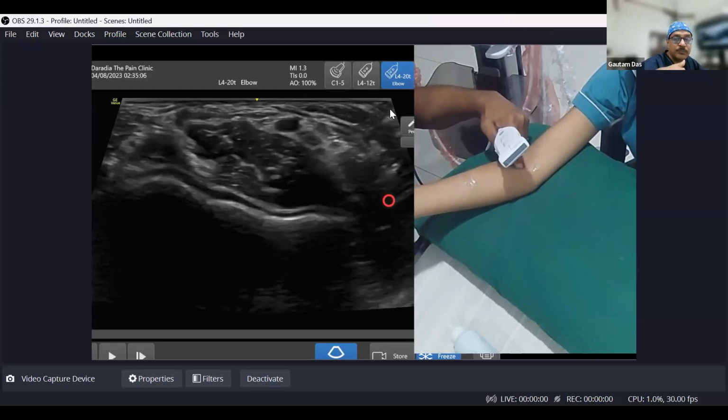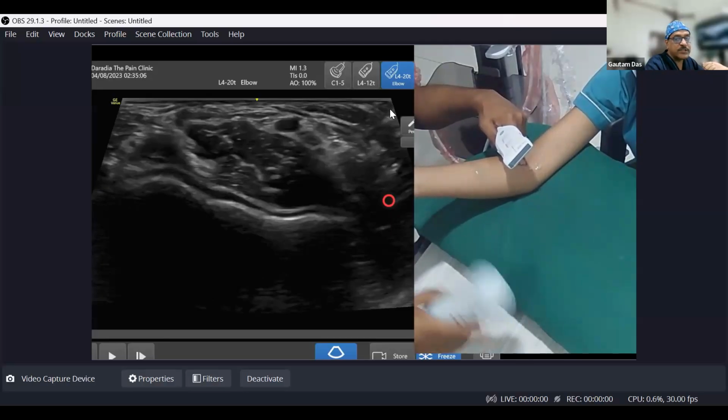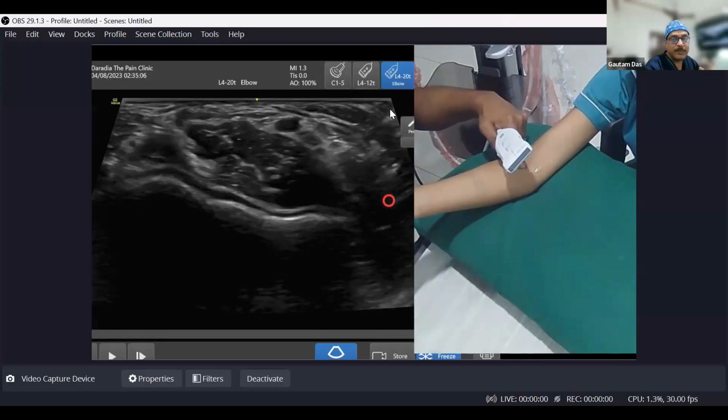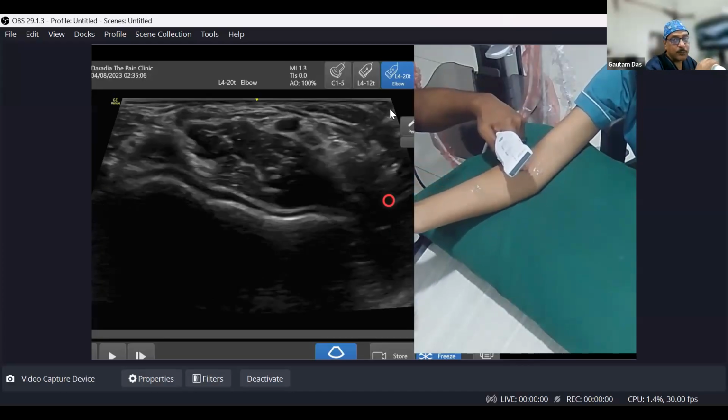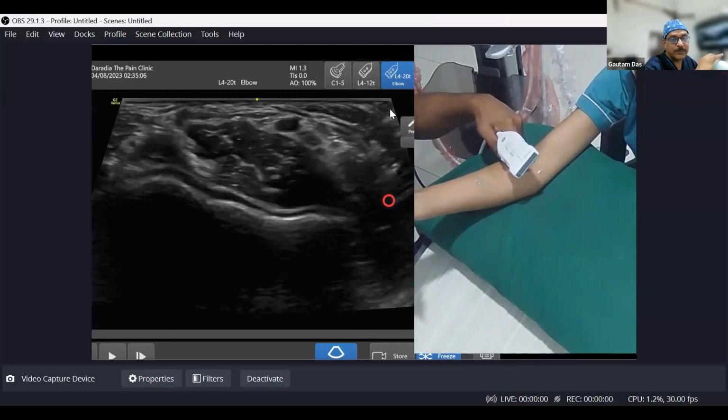Because it is dipping down and getting attached to the radius. So here, what we'll do, we'll be flexing it, and we'll be putting some weight. By putting some weight here, I am making this tendon tight, and with this angulation, it will be tight, horizontal.